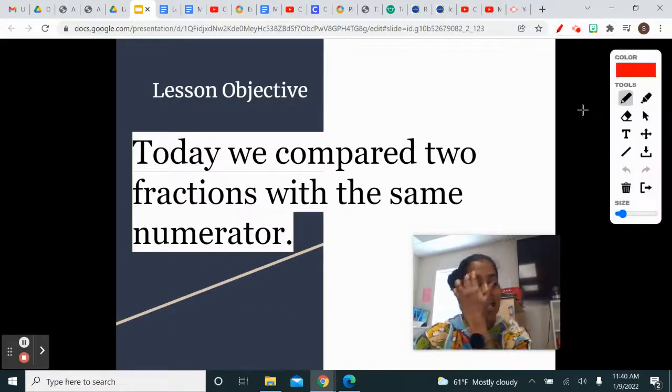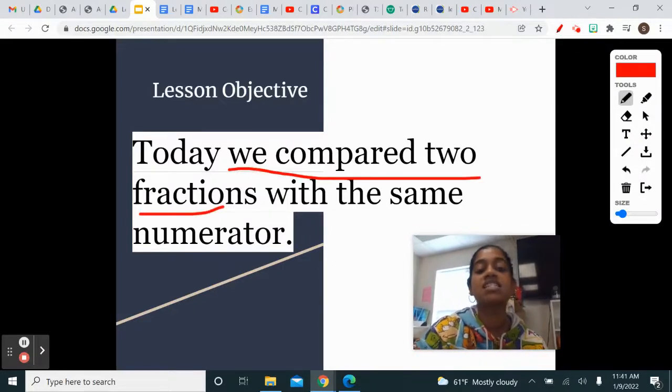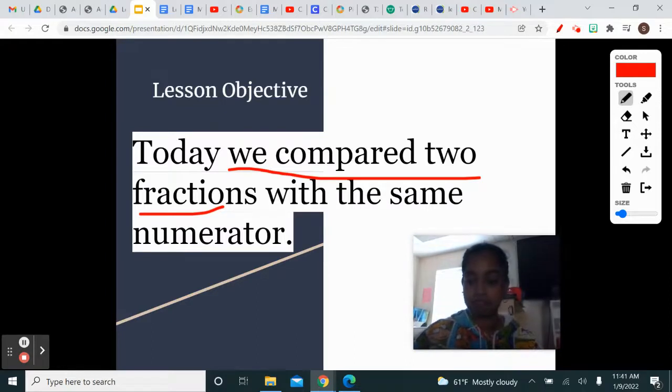So our objective for today is that we compared 2 fractions with the same numerator, right? Ooh, why aren't you writing? Let me see. Oh, it turned off on me. Sorry, guys. And my lights turned off. All right, we'll get there later.